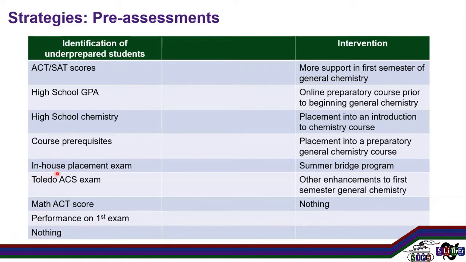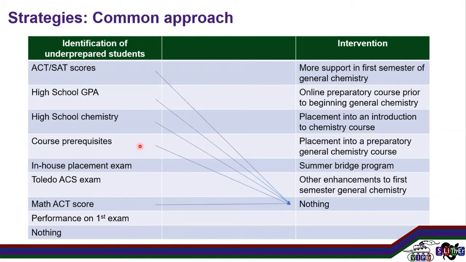So hopefully you can think of some other things that we missed here. If you think of anything, let us know. We're going to have a discussion here in just a second. So we have some of this information, whether we want it or not, probably. And we may do something with it or we may not. A lot of places may take some of this information, and as long as the students meet the prerequisites, they just proceed into general chemistry.